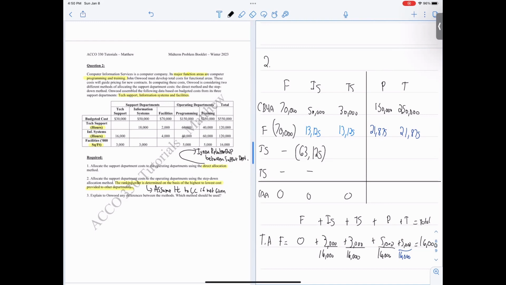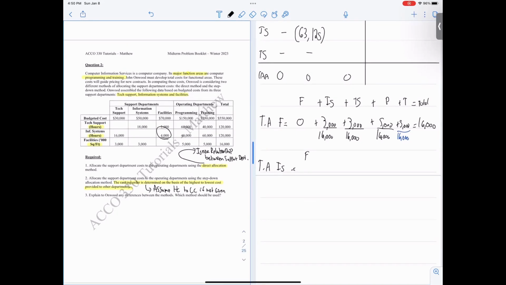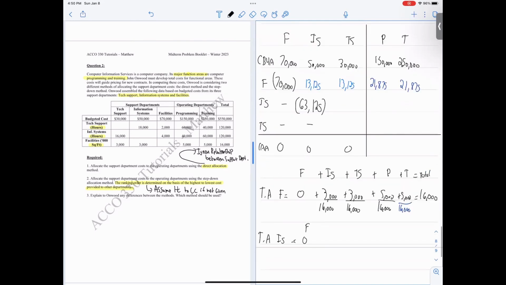Anyways, I'm tired. So 63,125. That's the amount of cost we're going to allocate. Then we have our total allocation for information systems. So how much does information systems help facilities? Even though they provide them 4,000 hours, you never allocate backwards when doing the step down method. You allocate left to right. So information systems provides nothing to facilities.